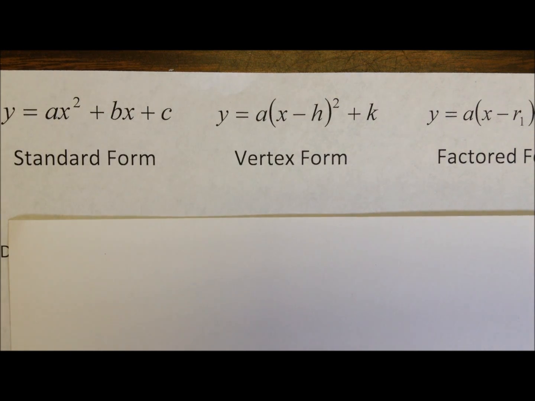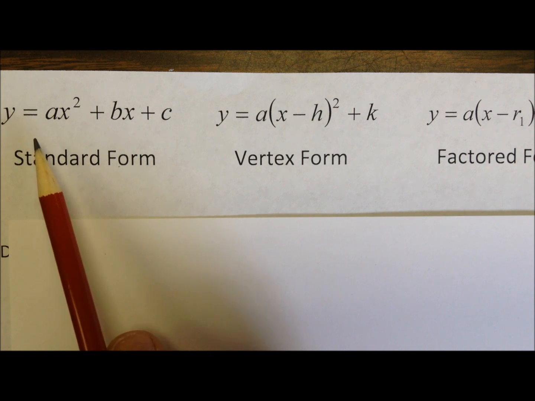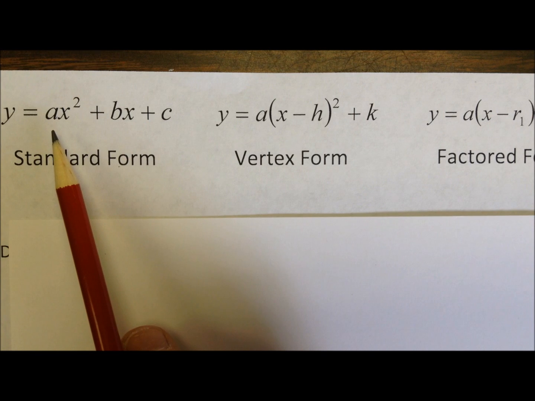Okay, Dragons, we've just reviewed the three forms of quadratics. The equations could be written in standard form, which is y equals ax squared plus bx plus c. We get a, b, and c from doing a calculator regression.